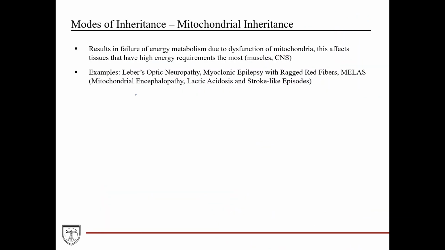So these mitochondrial diseases result in failure of energy metabolism due to dysfunction of the mitochondria. Remember, the mitochondria is essentially the powerhouse of the cell. And so this really affects tissues that have high energy requirements, such as muscles and the central nervous system. Some examples are Leber's optic neuropathy, myoclonic epilepsy with ragged red fibers, and MELAS, which refers to mitochondrial encephalopathy, lactic acidosis, and stroke-like episodes.